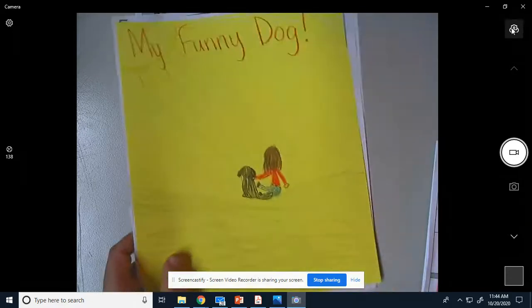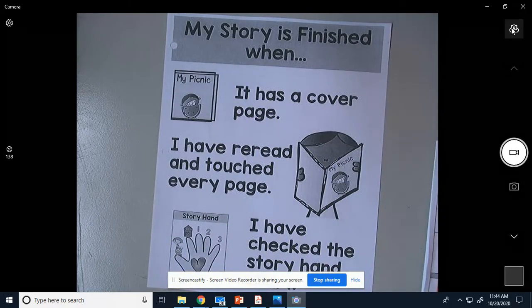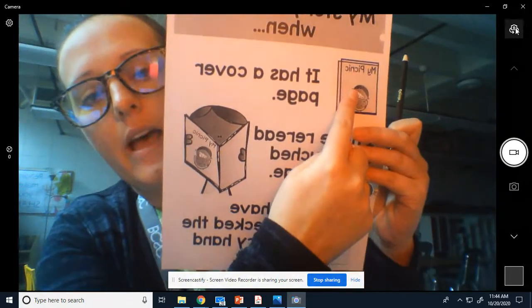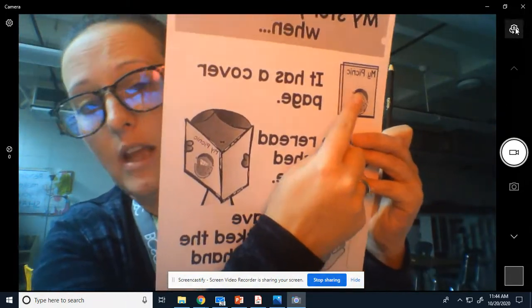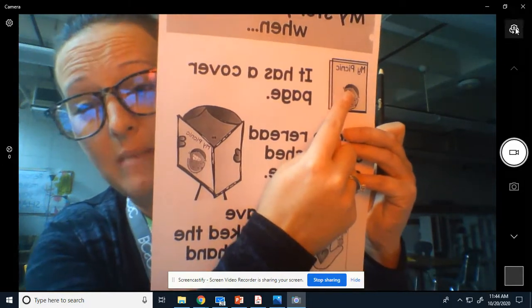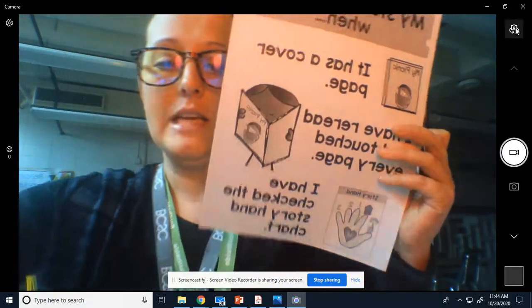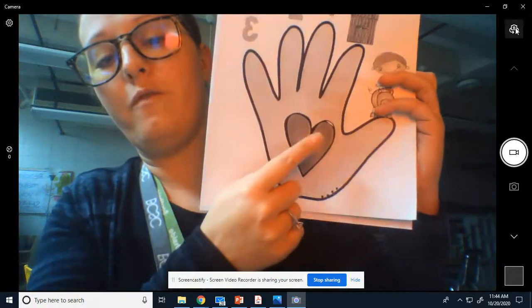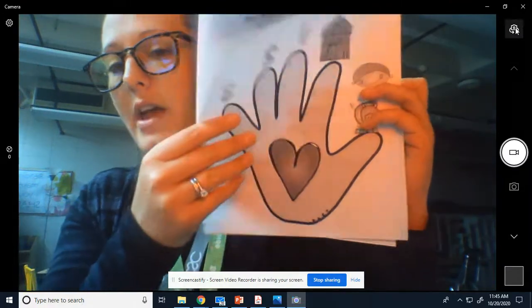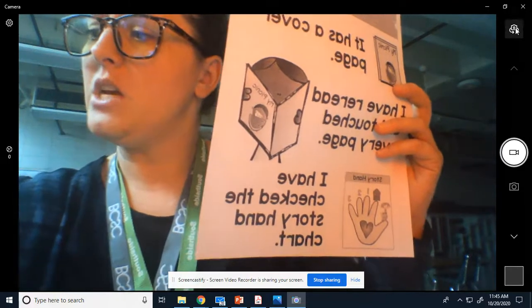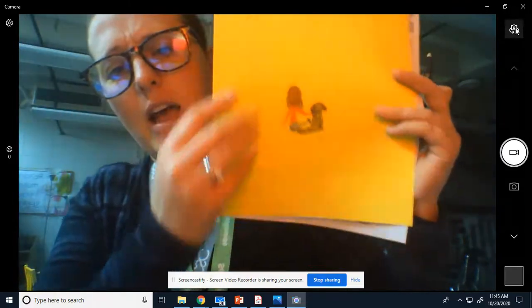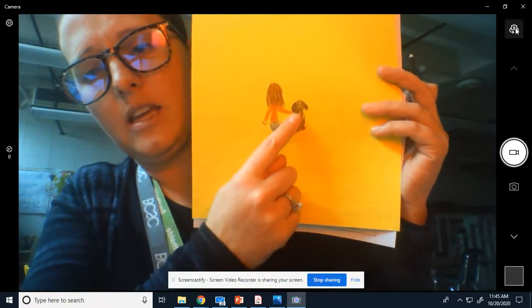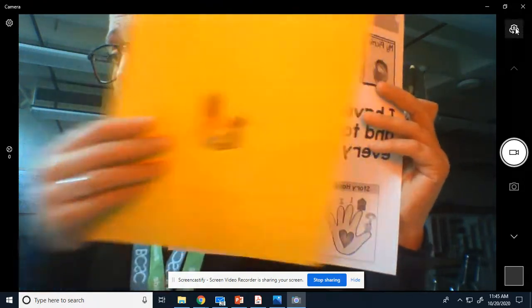So this is what I want you to do today. I want you to check all of these things. Does your story have a cover page? If it does not, do that today. And a lot of times the cover page is about how you feel about the story. Okay, it has something to do with how you feel. So in my cover page, I put the dog and I was hugging him because I still loved him. Okay?